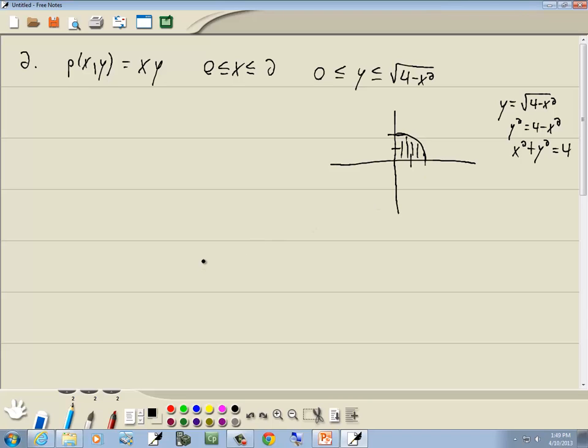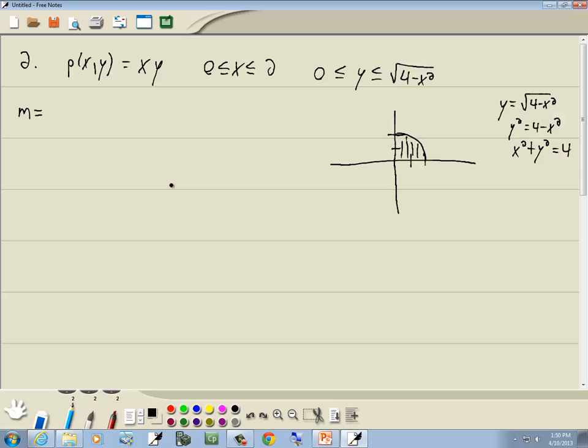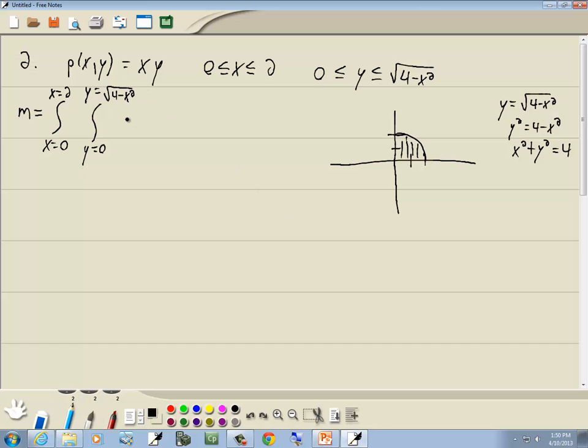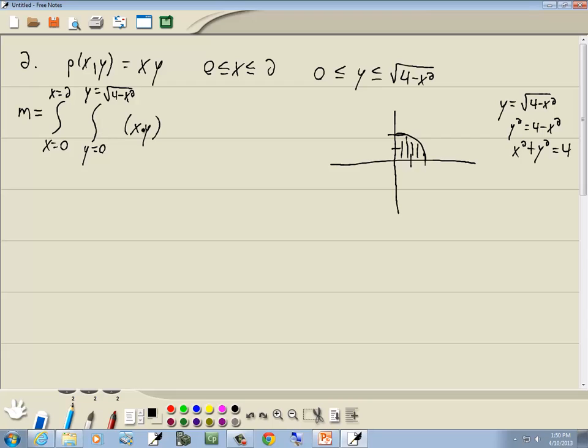This right in here. Well, if I look at this, look at our formula. We're going to have x equals 0 to x equals 2. And then y is going to equal 0 to y equal to the square root of 4 minus x squared. And then we have rho in the middle, which we said was xy. And then y is our inner one, so this will be dy, and our outer one is dx.